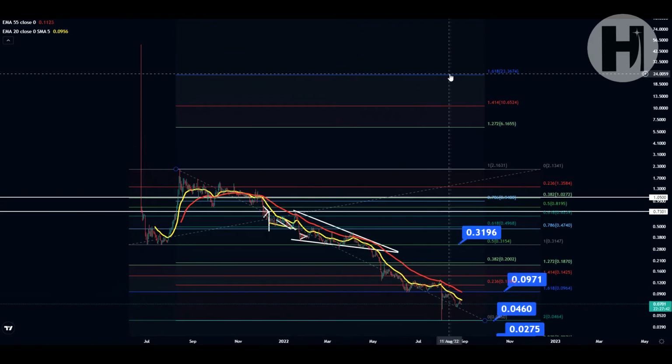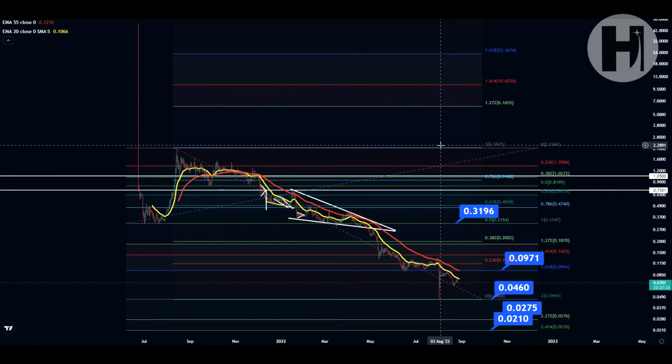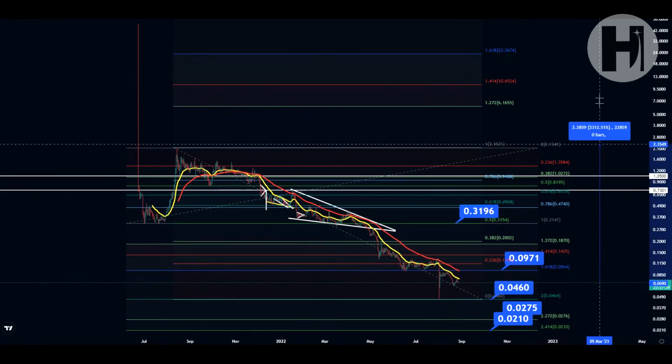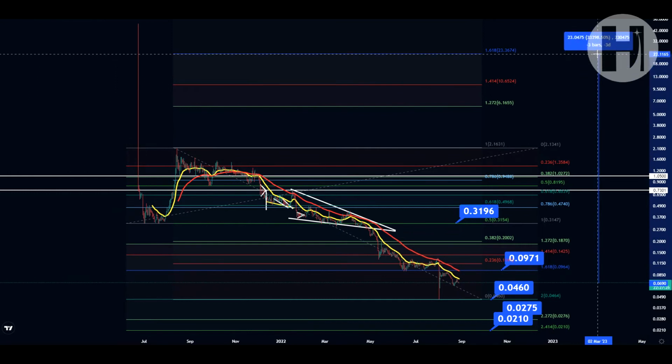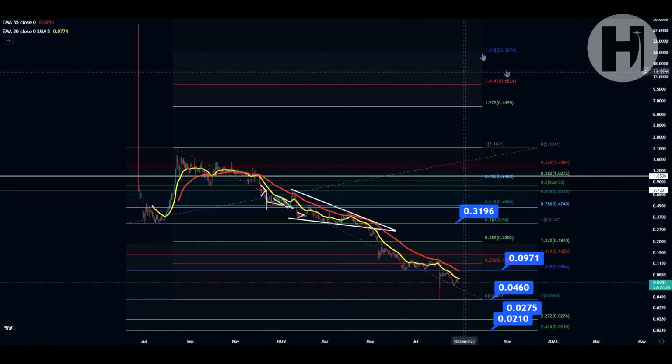And you can see your 1.618 target here is at $23. The 1.414 is at $10.65, and the 1.272 is at $6.16. From where we are right now, that would be a very, very nice trade of 33,400%. Now, I don't know if we're actually going to get to those numbers in the next bull market.